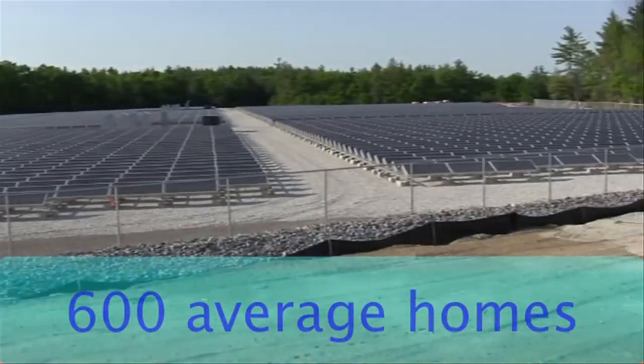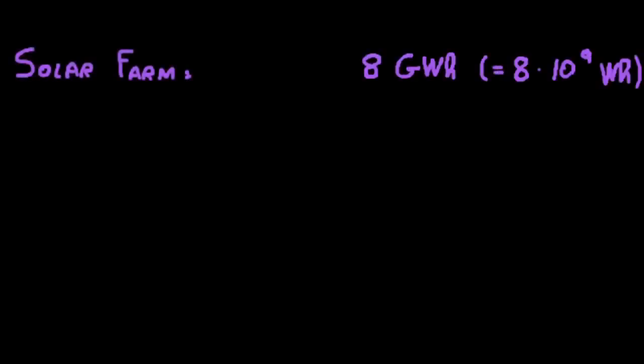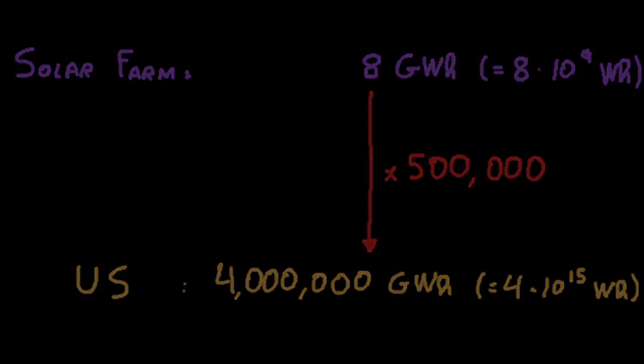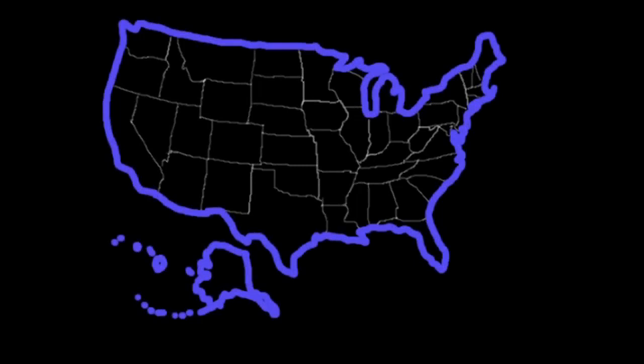Let's do a simple estimation. Over 1 year, this farm provides about 8 gigawatt-hours of electrical energy. For the year of 2010, the total electricity production in the US summed up to 4 million gigawatt-hours, the equivalent of 500,000 solar farms like this one. The area you would need for these farms would be about 1/9 the size of California.